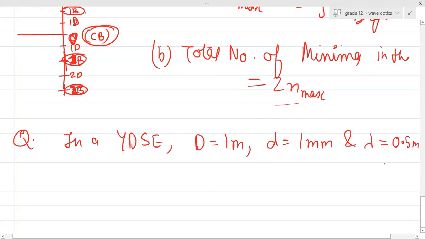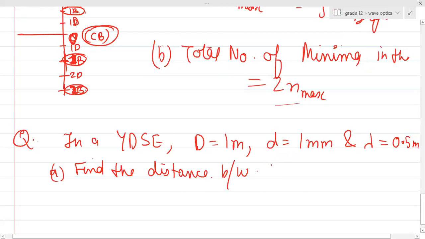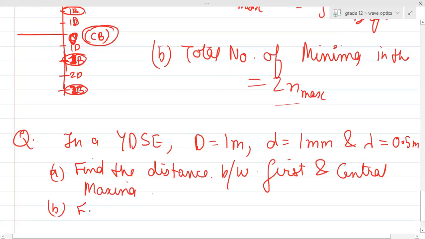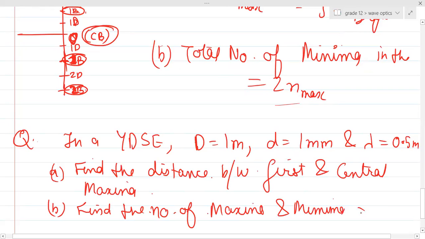Doesn't matter. Now see this particular thing, guys. Lambda is very high, and they are asking: first, find the distance between the first and central maxima. Second, find the number of maxima and minima obtained on the screen. First of all, always remember this particular thing.